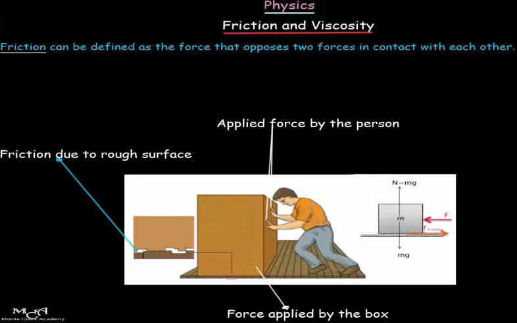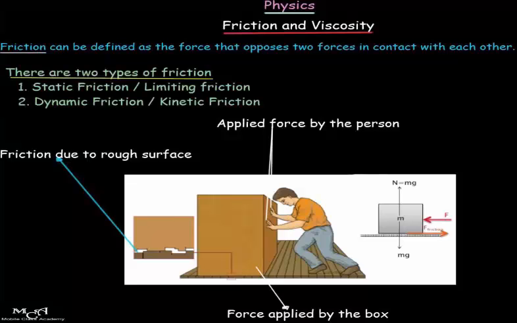To move or slide a body over another when the two are being pressed together requires a force. The name given to the force which opposes this motion is friction. Now, the amount of friction depends on the nature of the surfaces. Now, what is friction? Friction can be defined as the force that opposes two bodies in contact with each other.